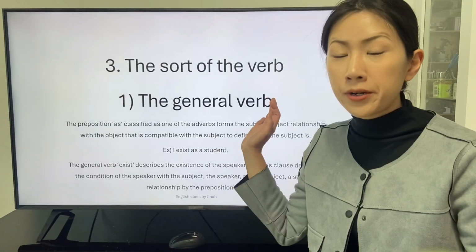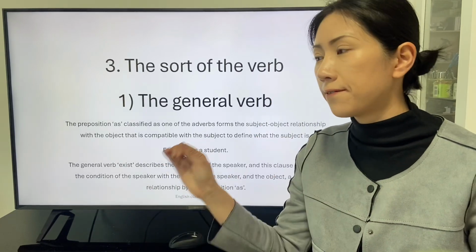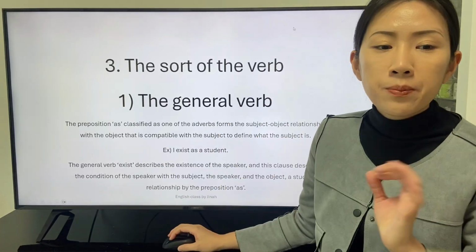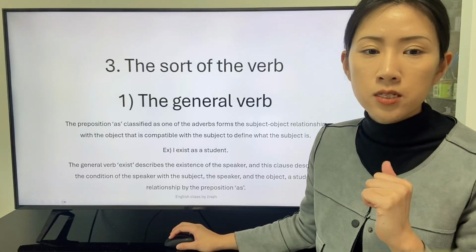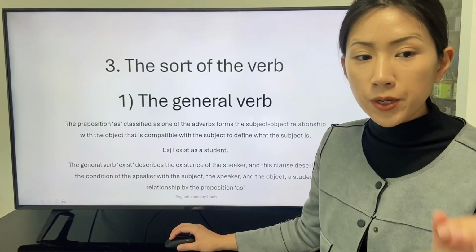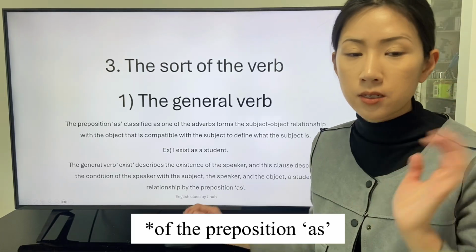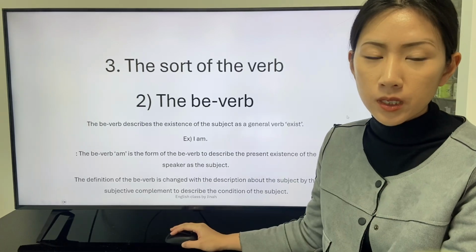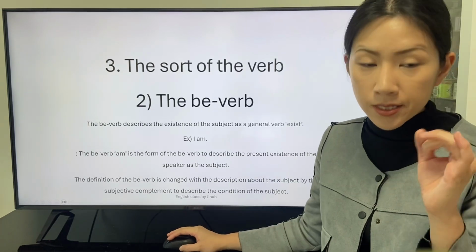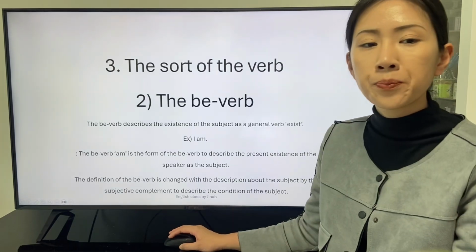We will compare this phenomenon with that of the Be-verb. The general verb exist describes the existence of the speaker, and this clause describes the condition of the speaker with the subject, the speaker, and the object, a student. The Be-verb describes the existence of the subject as a general verb exists.